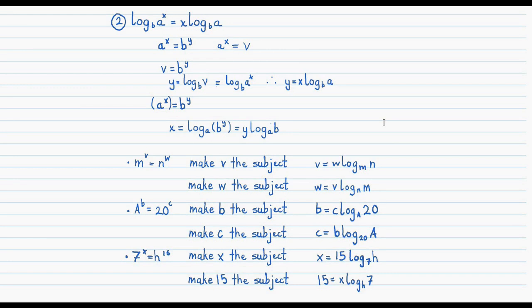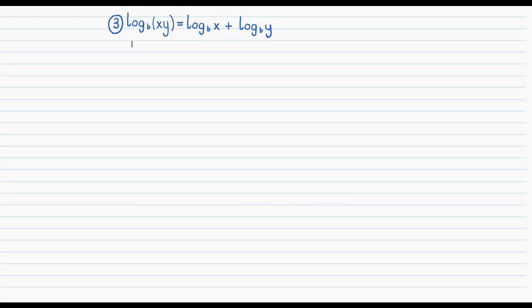Now let's look at the third logarithm rule. So what it says is that the log of a number x times a number y with a base b is equal to the log of x base b plus the log of y base b. Meaning that you can separate this product of terms into the sum of one term and the other, while keeping the same base for both log terms. Let's look at some examples.